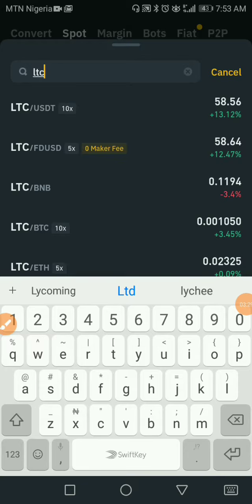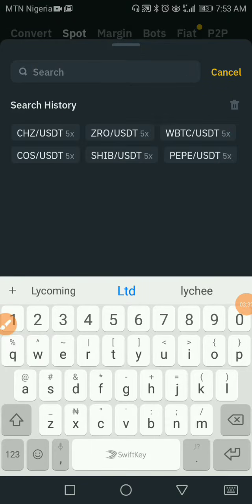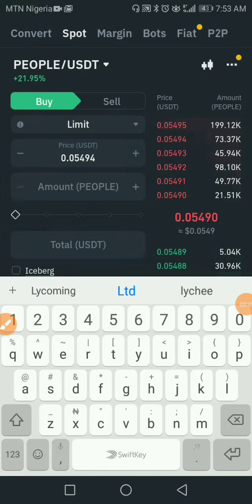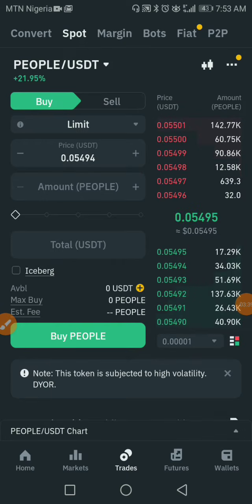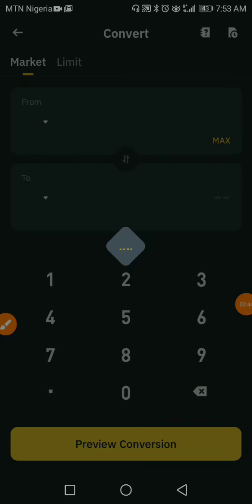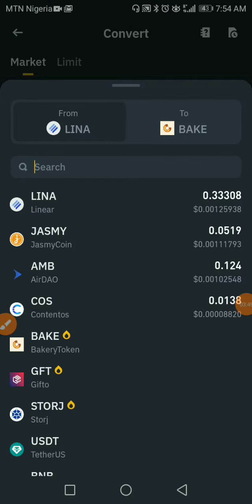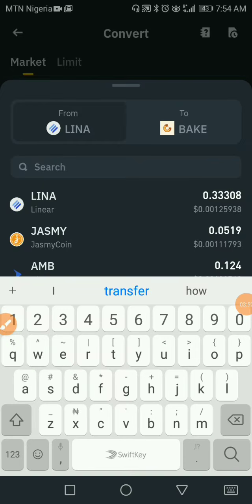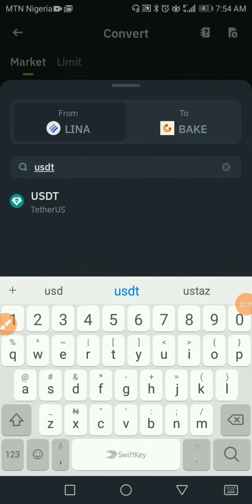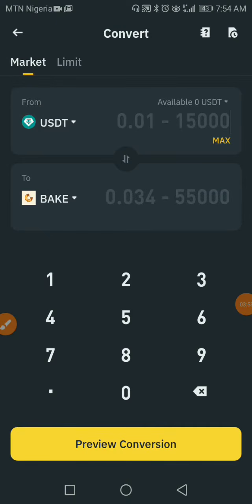So now we are going to head to our convert section. In the convert section, guys, we are going to convert USDT into LTC, and you can use as little as 10 USDT for this transaction. You are going to convert USDT to Litecoin.